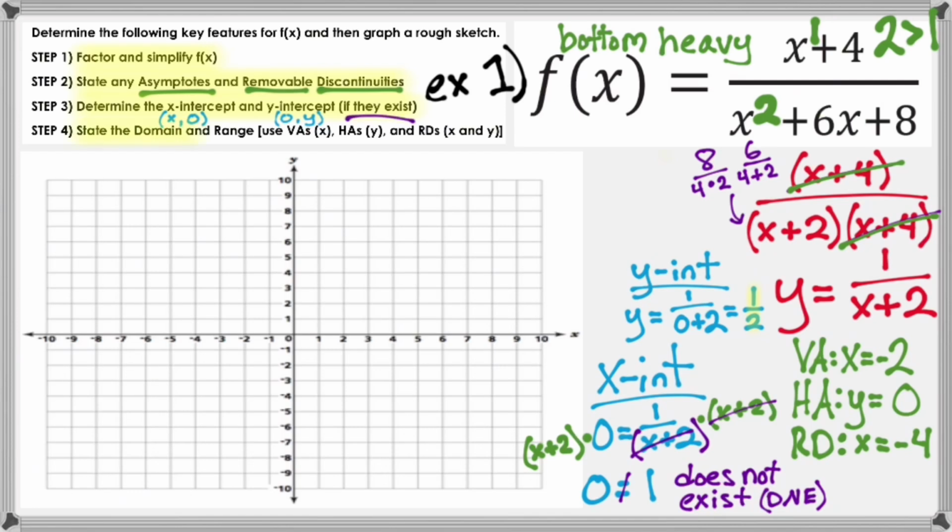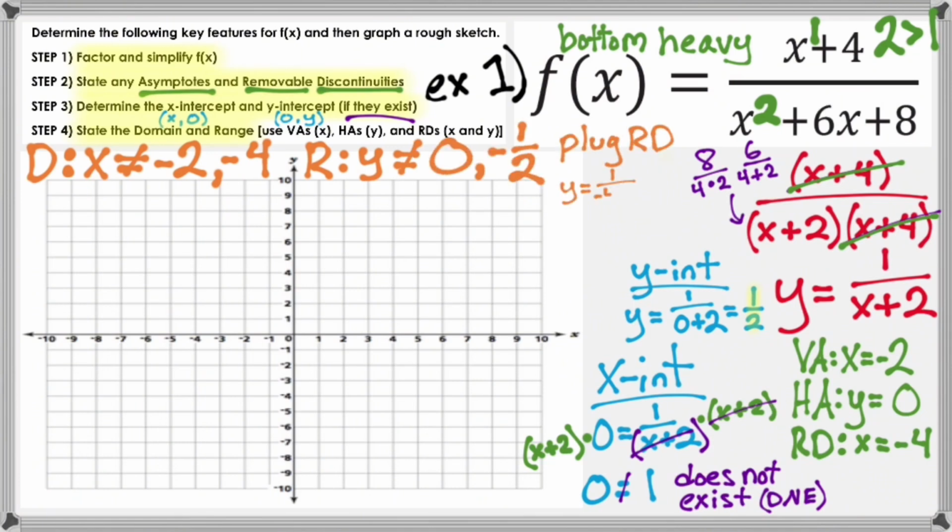The last thing that we will do is now state the domain and range, and we will need to do that by just taking our vertical asymptote, which was -2, and that means x cannot be -2. We're going to take the removable discontinuity, meaning x cannot be -4, and then our horizontal asymptote is at y equals 0, so 0 cannot be in the range.